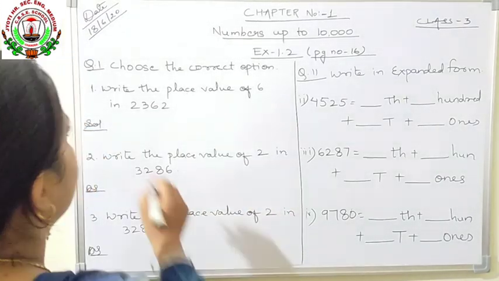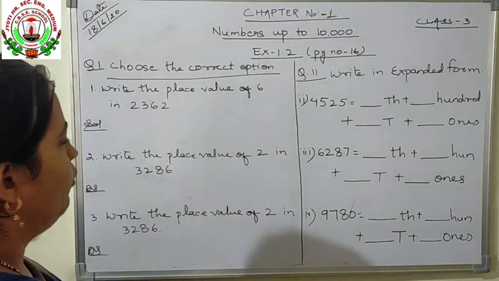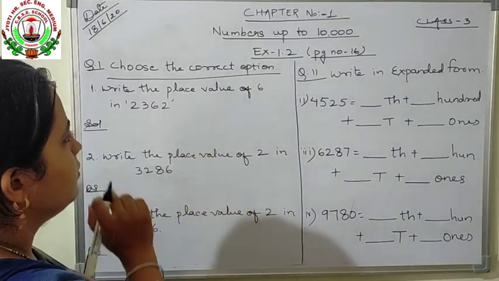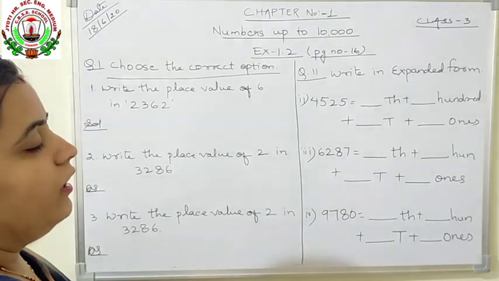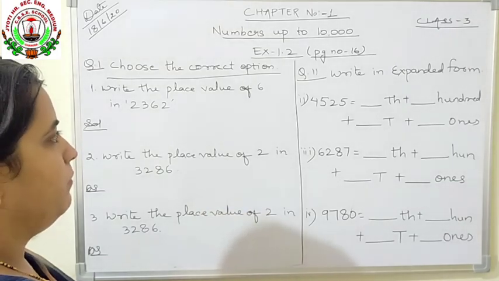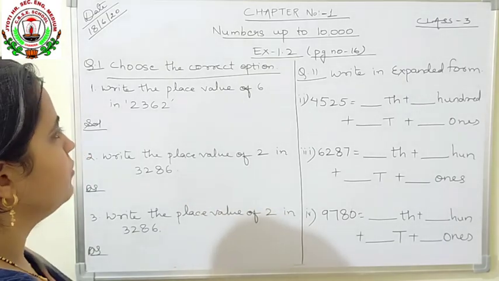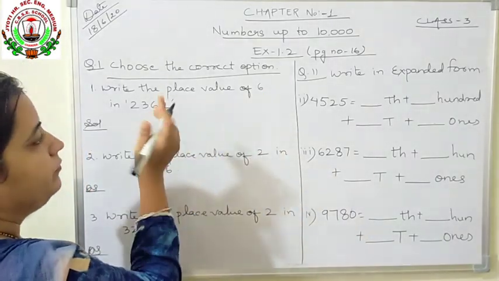So what is the question? Choose the correct option. First, write the place value of 6 in the given digit. This is the given digit. In this digit you have to write the place value of 6. Okay. As you can remember, we have learned about place values in the April month. So we are going to recall and solve these questions. Okay. So what is the place value of 6 in this given number?